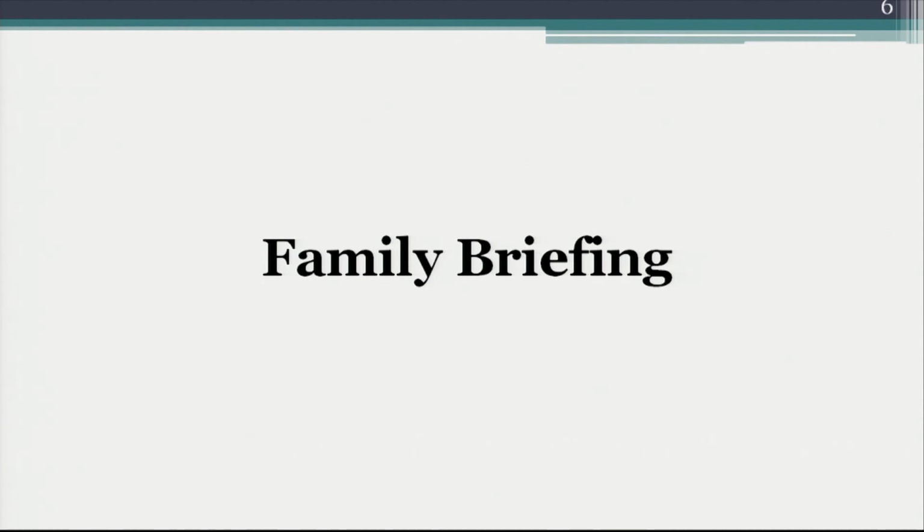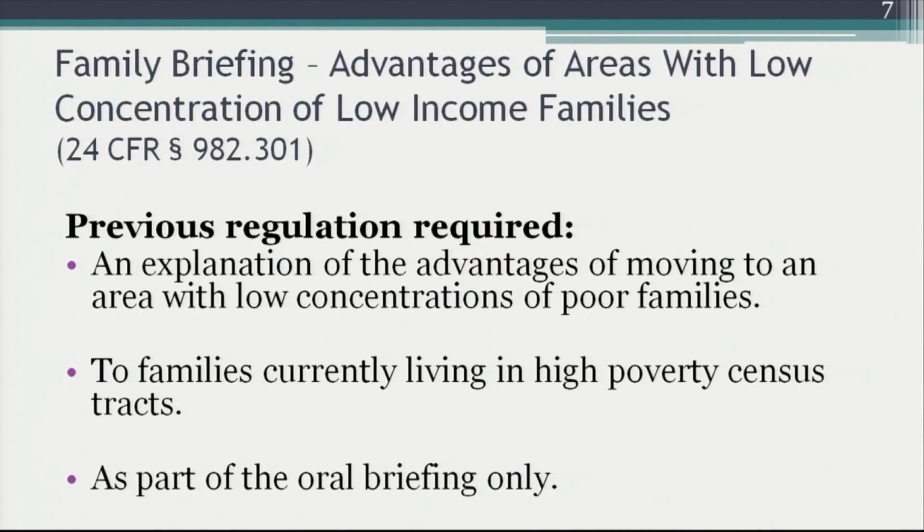And we're going to start with family briefings. So the first change that I'm going to be talking about has to do with the explanation of advantages of living in areas with low concentration of low-income families. So the previous regulatory requirement was that an explanation of the advantages of moving to an area with low concentrations of poor families was provided to families who were currently living in high poverty census tracts, and it was to be provided as part of the oral briefing only.